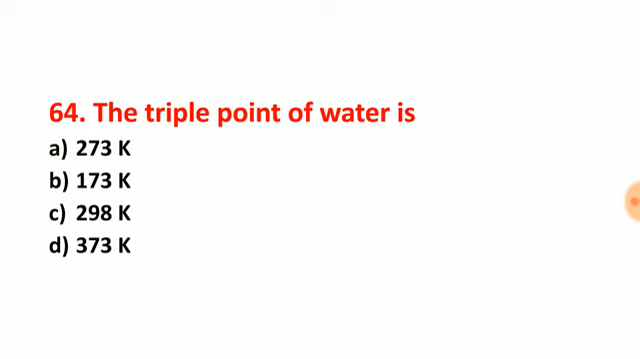Question number 64. The triple point of water is 273 Kelvin. At the triple point, the solid, liquid and gas states of water coexist. We can get the coexistence of ice, water and water vapor. Again you need to learn this in detail in class 11. So for now the triple point of water is 273 Kelvin.